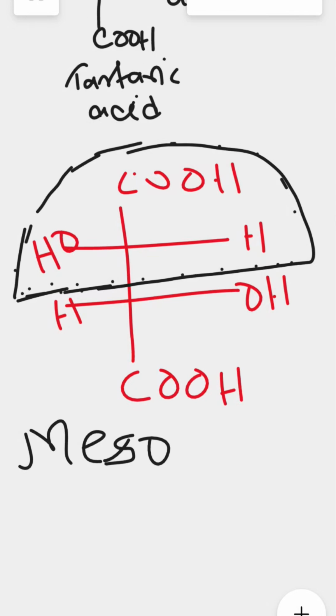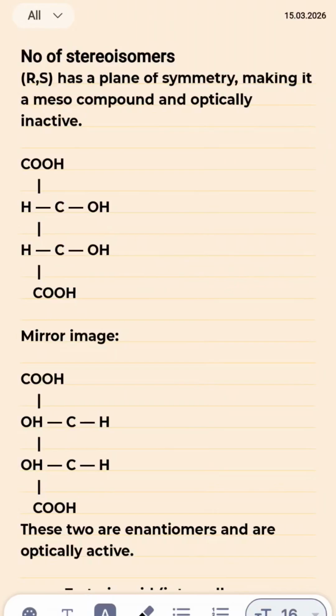Why? Because lateral inversion occurs. The one which is shown on the left hand side will be on the right hand side in the mirror image, and where you are seeing OH on the right hand side, in its mirror image it will be on the left hand side. So they are mirror images, and so this is meso.